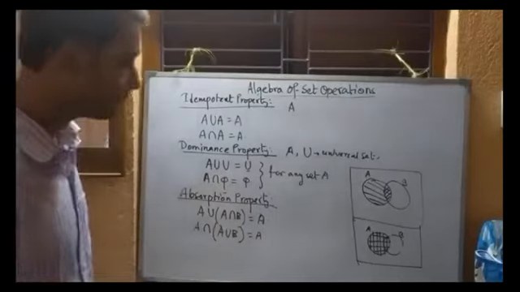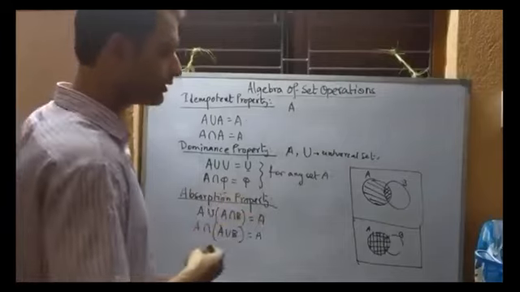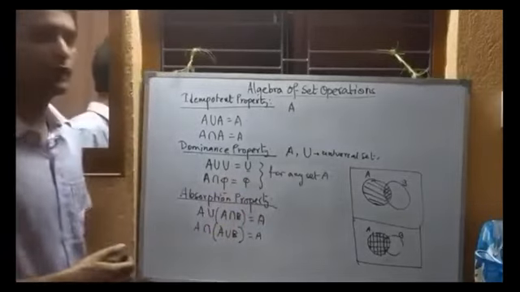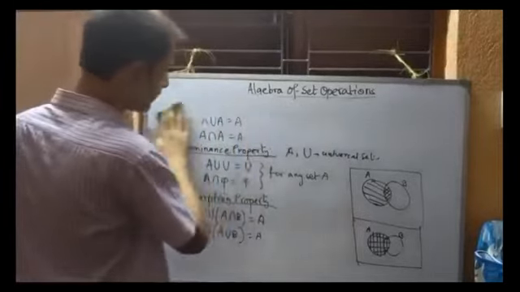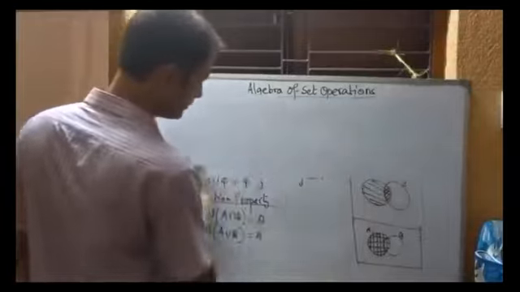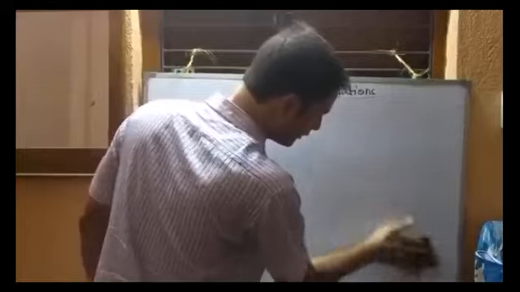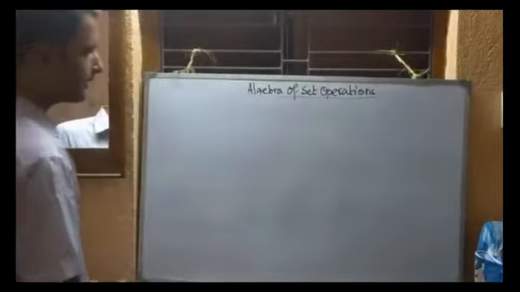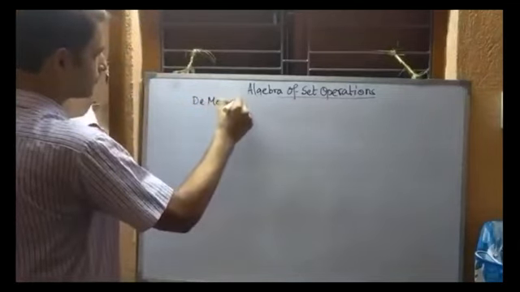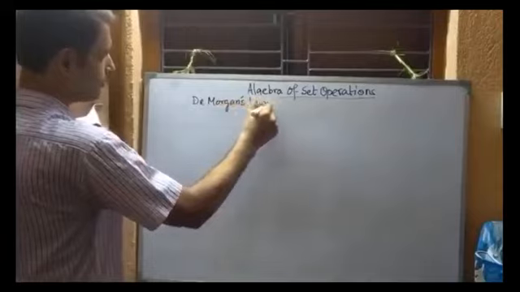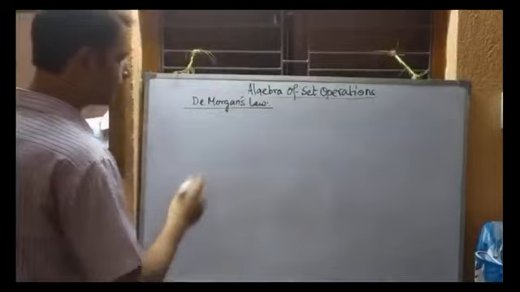Next is a very important proposition, or you can say a theorem. It's a law that is called De Morgan's law. It is associated with complements and union and intersection. So how complement behaves with union and intersection, that we will see in De Morgan's law. It's a very famous law. You see it in computers also, in logic and Boolean algebra and everywhere in computer systems.